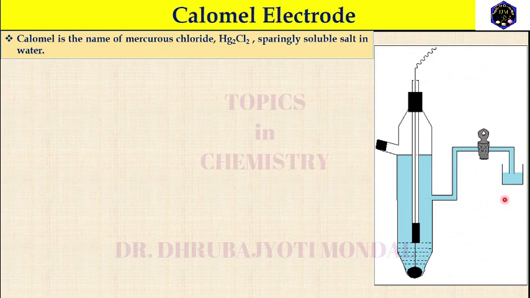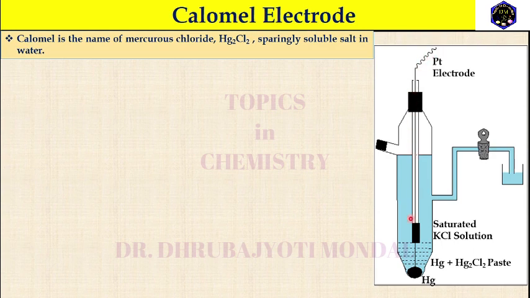So here is the diagram of the calomel electrode. This is the platinum electrode. Here is the platinum electrode. This is the saturated KCl. This is the dotted line, Hg plus Hg2Cl2 paste, and here is the mercury.